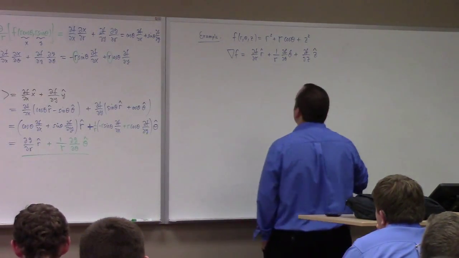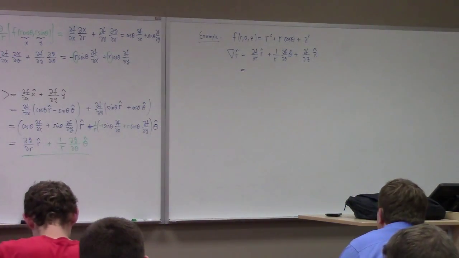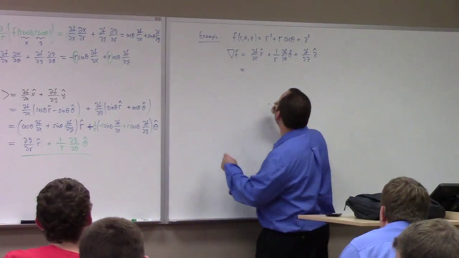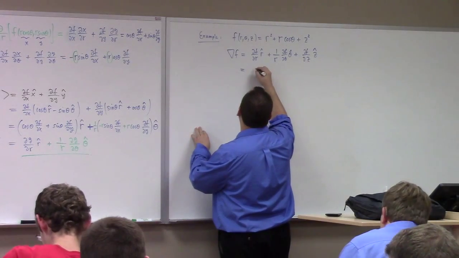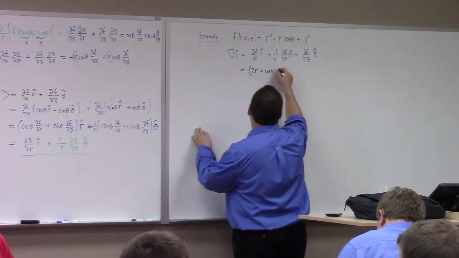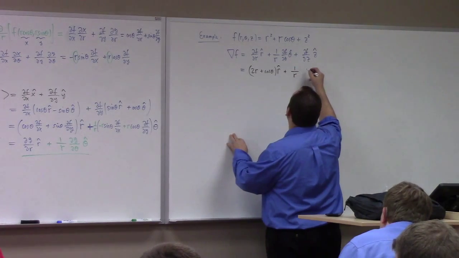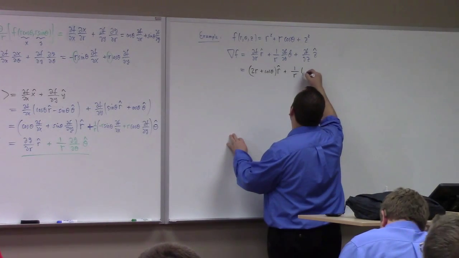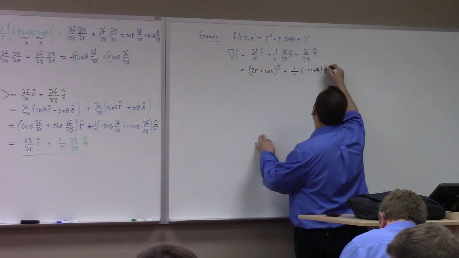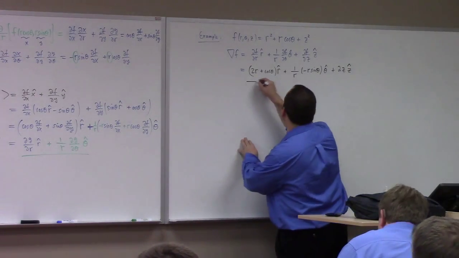Okay, so what happens? Looks like I've got 2r plus cosine theta, r hat, right? Plus 1 over r. What's partial f partial theta? Minus r sine theta, right? Theta hat plus 2z z hat. And there you have it. That's the gradient.